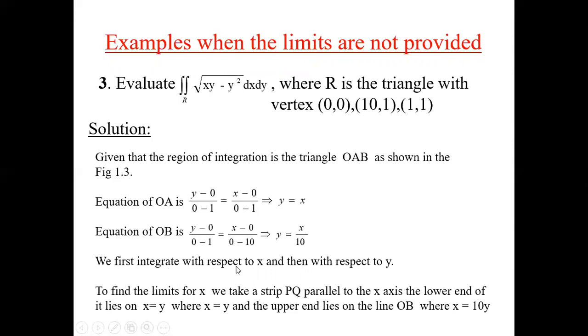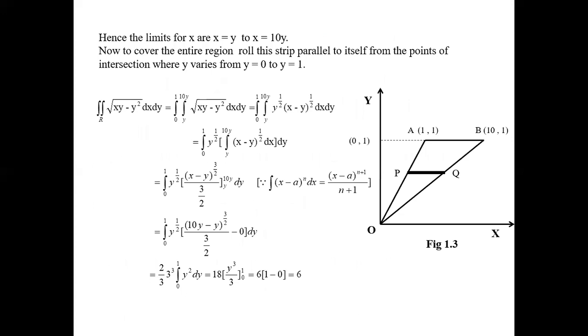Then we first integrate with respect to x and then with respect to y. That means you are taking a strip. To find the limits for x, we take a strip PQ parallel to x-axis. The lower end of it lies on the straight line x is equal to y, and the upper end lies on the line OB, where x is equal to 10y. That means x is equal to y to x is equal to 10y are the limits for x. Hence, the limits for x are x is equal to y to x is equal to 10y.